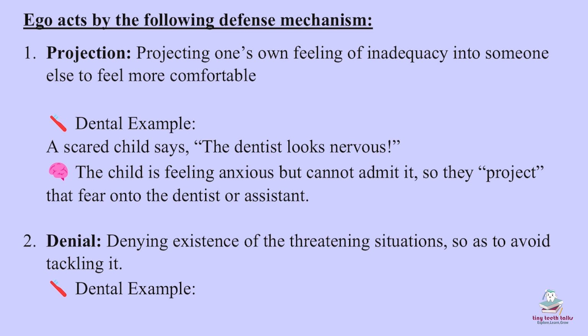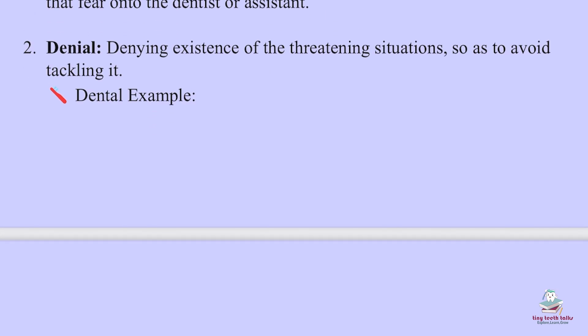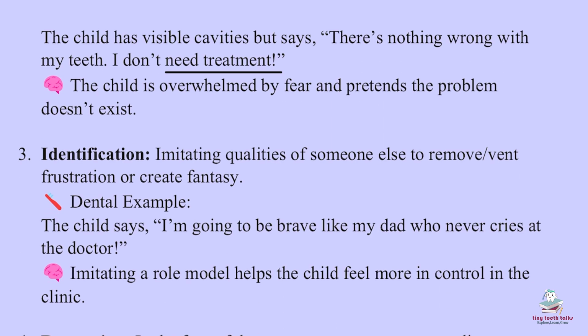The child is feeling anxious but cannot admit it, so they project that fear onto the dentist or the assistant. The second is denial, denying existence of the threatening situation so as to avoid tackling it. So in denial, the child refuses to accept the painful truth. A dental example is the child has a visible cavity but says, there's nothing wrong with my teeth, I don't need treatment. He doesn't accept the truth. The child is overwhelmed by fear and pretends the problem doesn't exist.